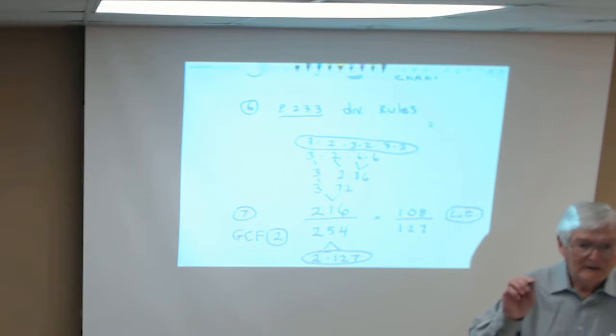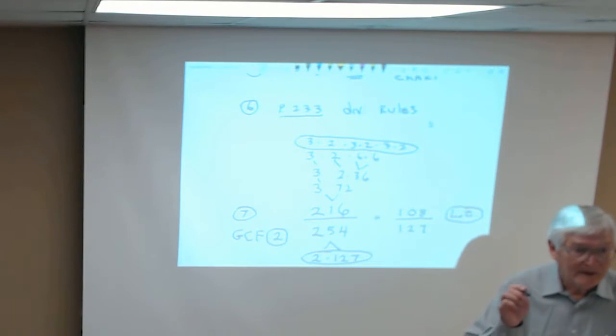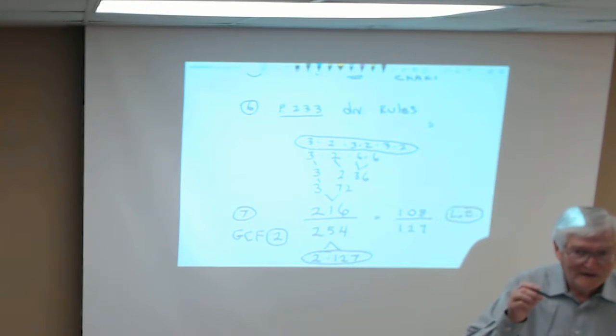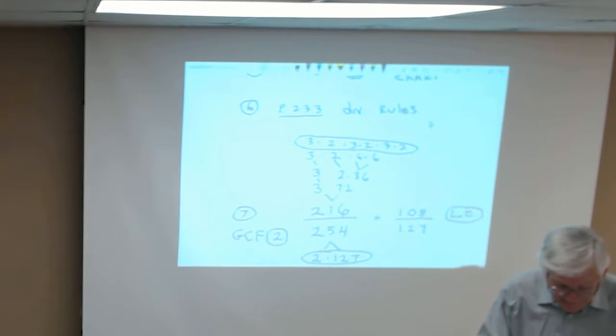The numbers that add up together have to be divisible by 3. That's for 3. That's the rule for 3. You add the digits and they're divisible by 3. Does anyone know the rule for 2? It ends in an even number. It'll tell you that on page 233. So write those rules down.